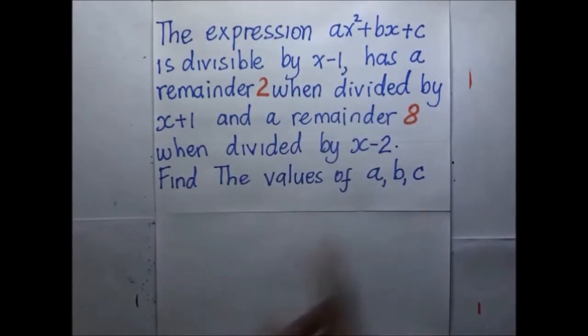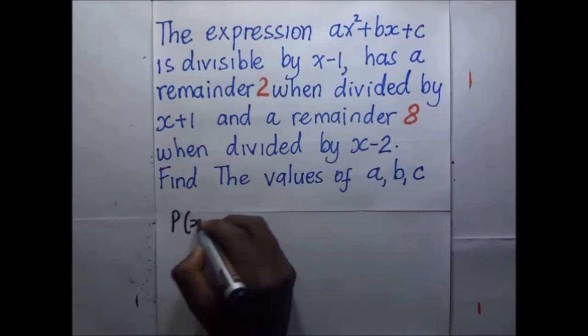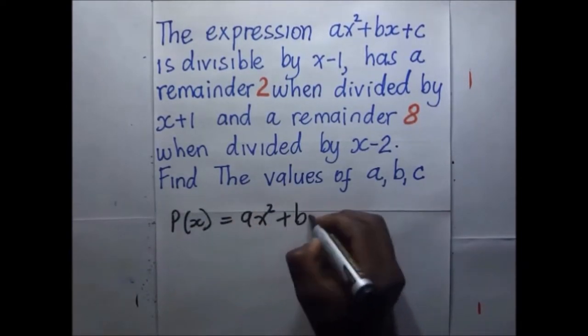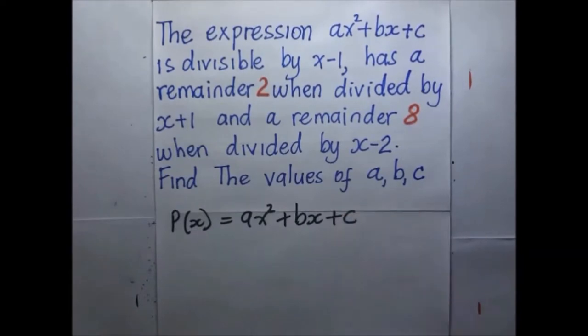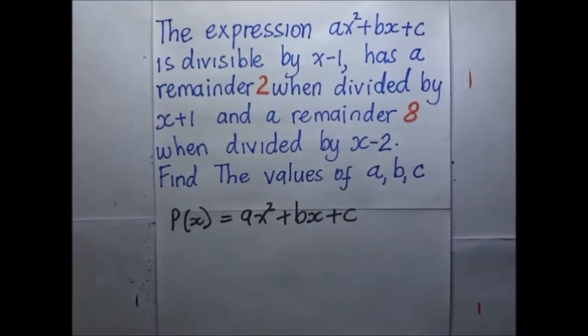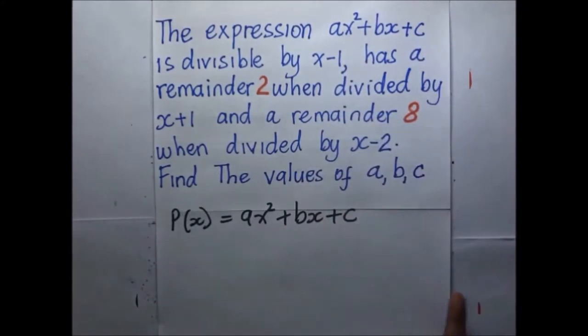Now, a, b, and c, this is our polynomial, and our polynomial so happens to be a quadratic equation. So it means that our polynomial is ax squared plus bx plus c. That is our polynomial. Now, if our polynomial here is divisible by x minus 1, and there is no remainder, or when the remainder is 0, it means that for the polynomial, when the value of x is 1, it is equal to 0. What do I mean?